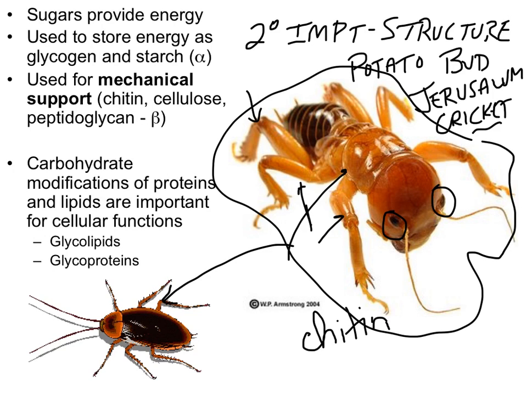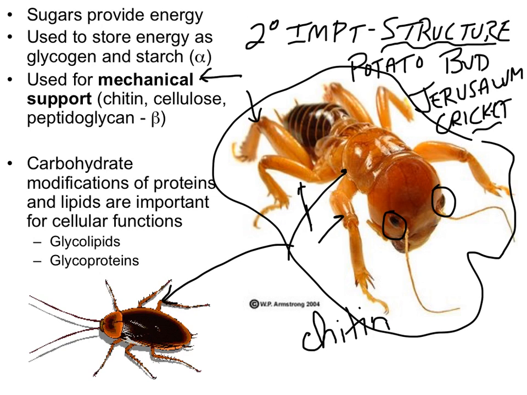Same thing in a cockroach. The reason that the sugars are used for structure is because they provide mechanical support. When you step on a cockroach, you hear that crunching sound, which is the chitin breaking, and it's really there to provide support. It's an exoskeleton for these kinds of insects. So you're going to see that the second most important function is for structure.